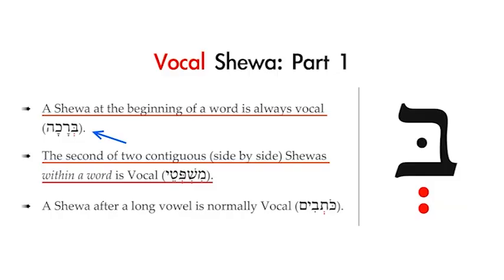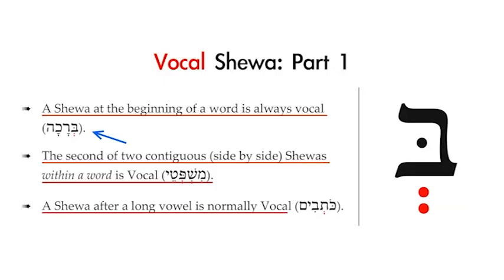And finally, the third one: a schwa after a long vowel is normally vocal. Now remember, the rule is this. If the schwa is immediately preceded by a short vowel, it's going to be silent. If it's preceded by any other thing, whether a consonant or a long vowel, it's going to be vocal. So here in our example, kothavim, we have a long holum vowel preceding the schwa. Because the holum is a long vowel, that schwa is not immediately preceded by a short vowel, so it must be a vocal schwa.